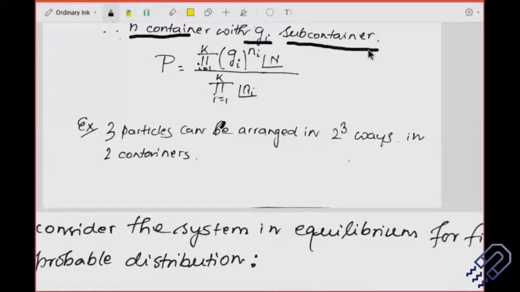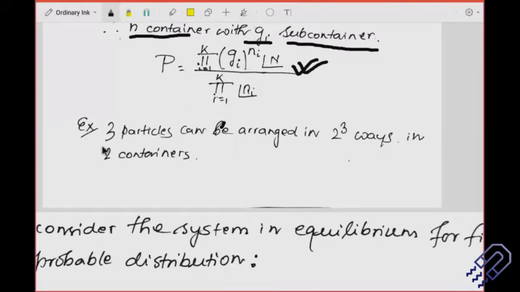Okay, we have got n containers with Gi subcontainers. That means now the possible number of arrangements will be more. It will be multiplied by Gi to the power Ni. Okay, so you might ask why it is Gi to the power Ni. See, this is basic probability.